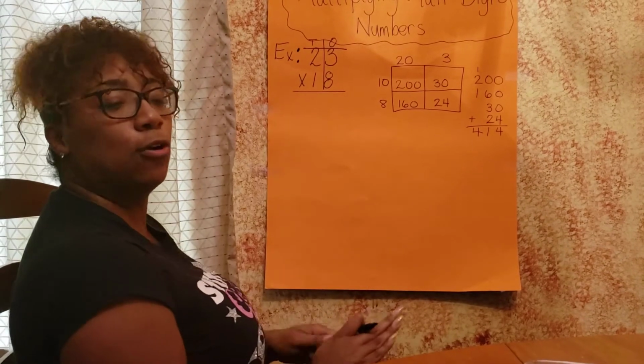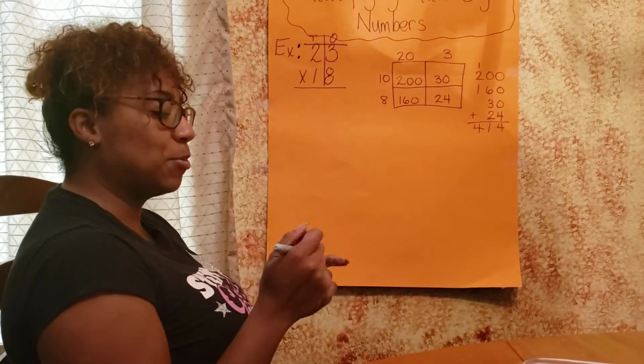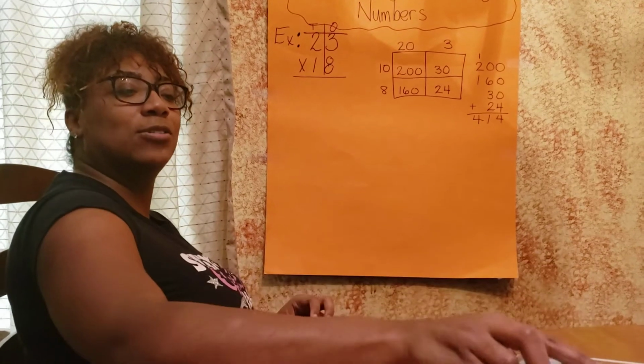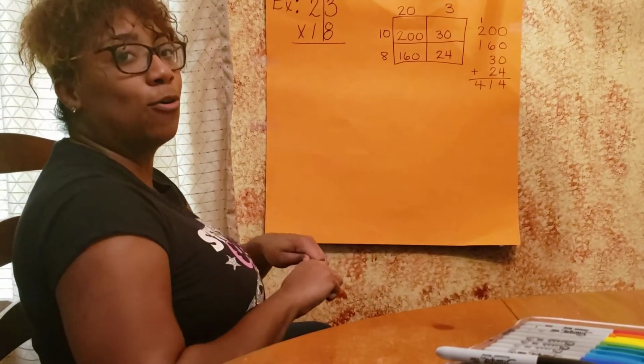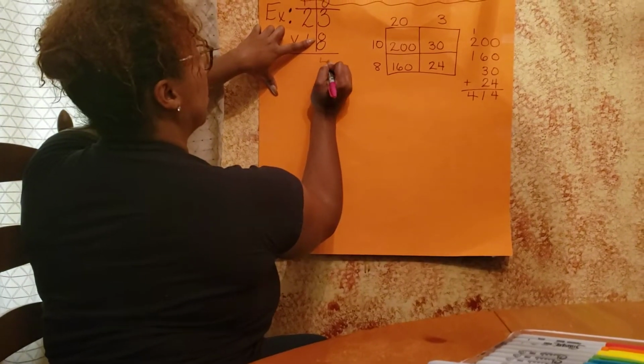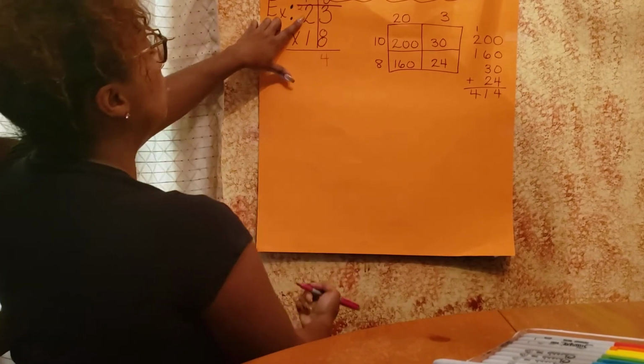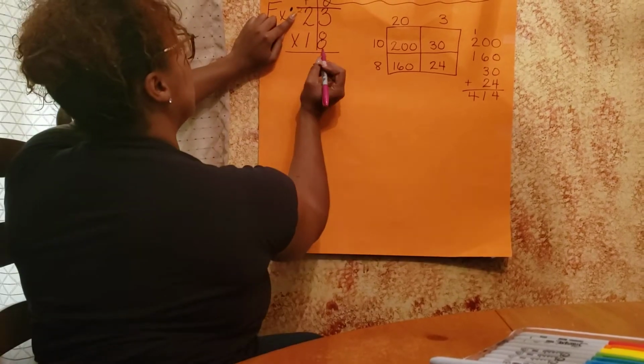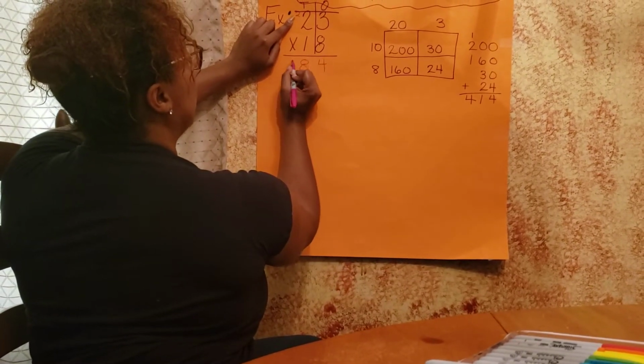Now if I were doing it the old-fashioned way, which is, yes, I'm going to do it the old-fashioned way for all of those who remember the old-fashioned way to do it. So 3 times 8, 24, carry my 2. 2 times 8, 16, plus 2 is 18.